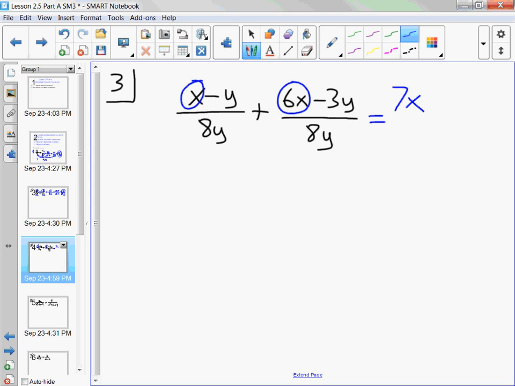And negative 1y plus negative 3y, those are common right there. I mean, those are like terms. So negative y plus a negative 3y makes a negative 4y. And that all goes over 8y. Now, nothing factors up there, so we cannot cancel anything. I cannot cancel the y's. I cannot cancel the 4's. That is simplified. That is your answer.